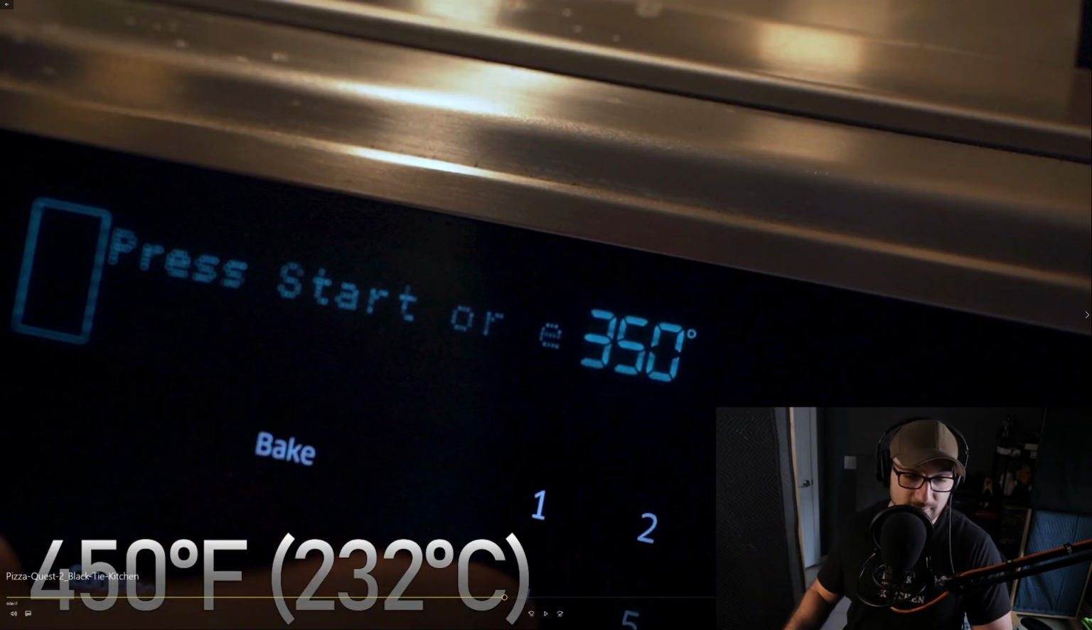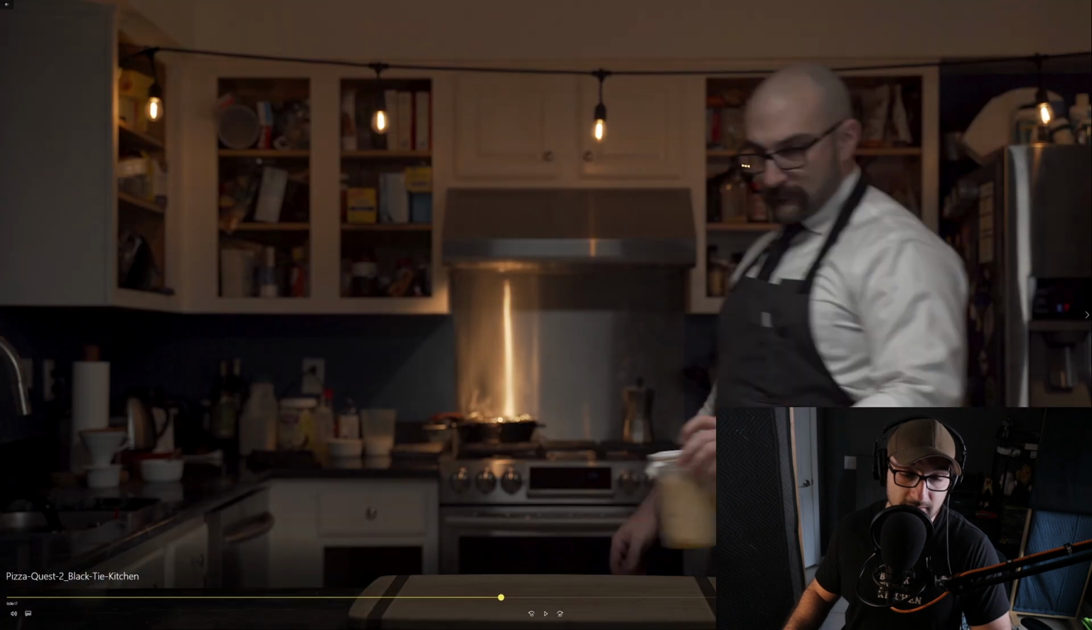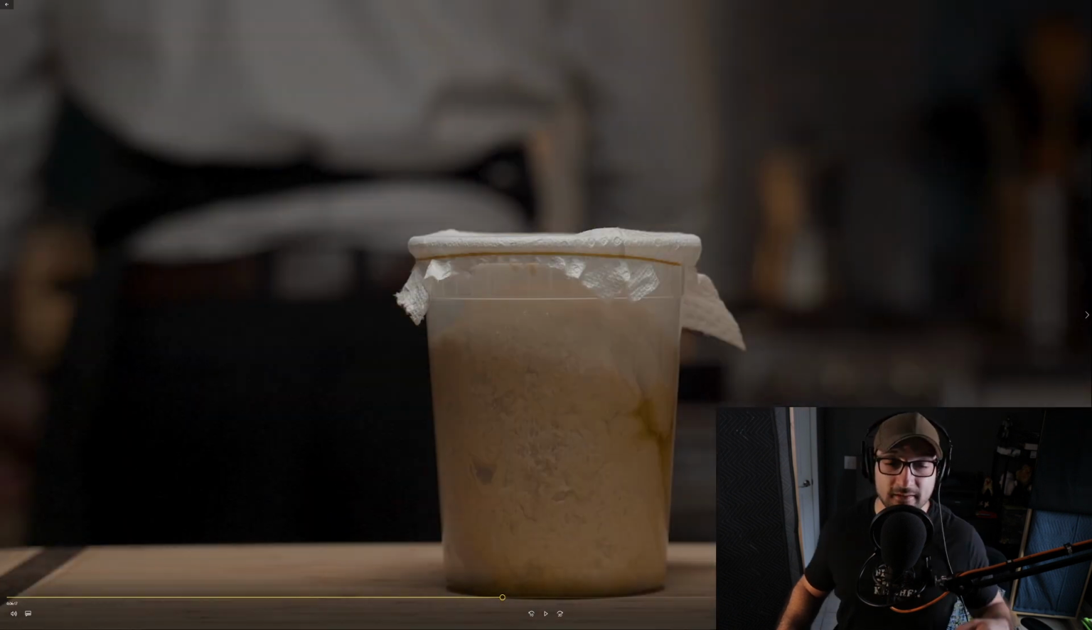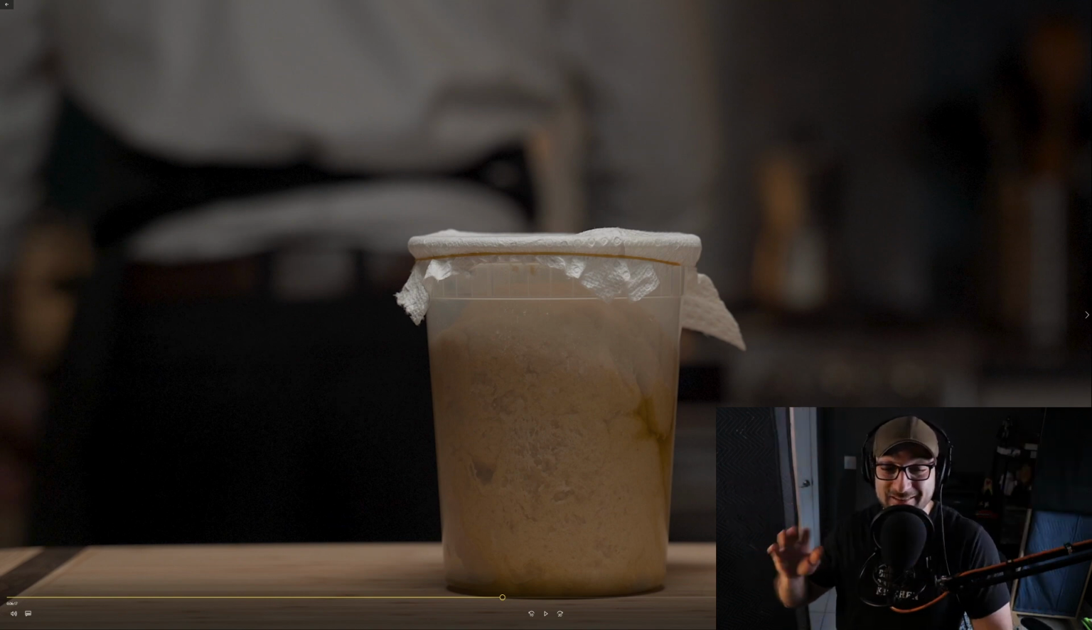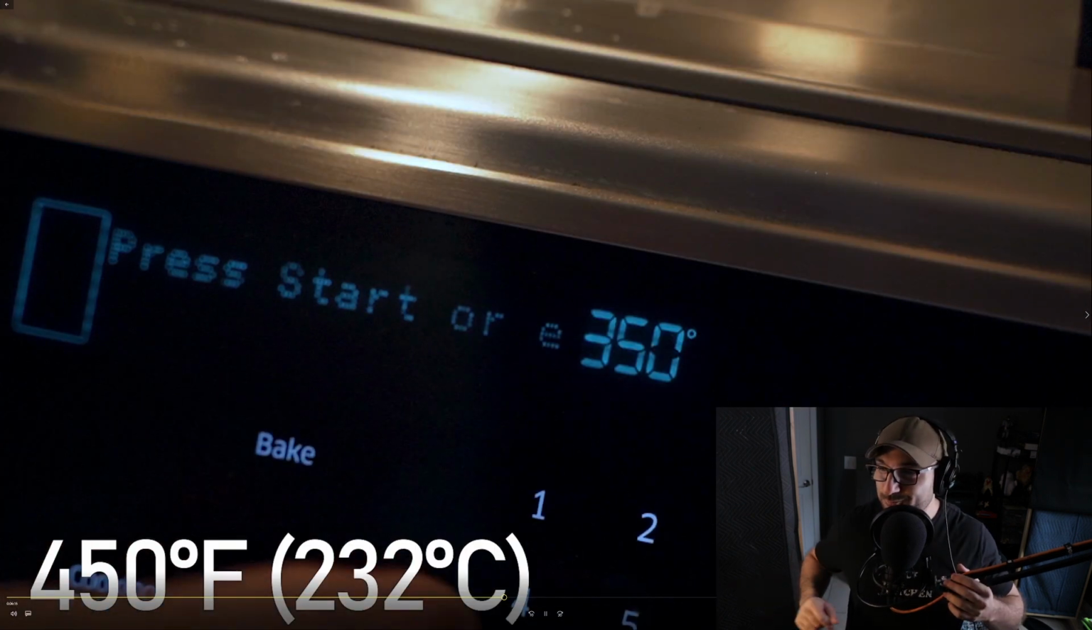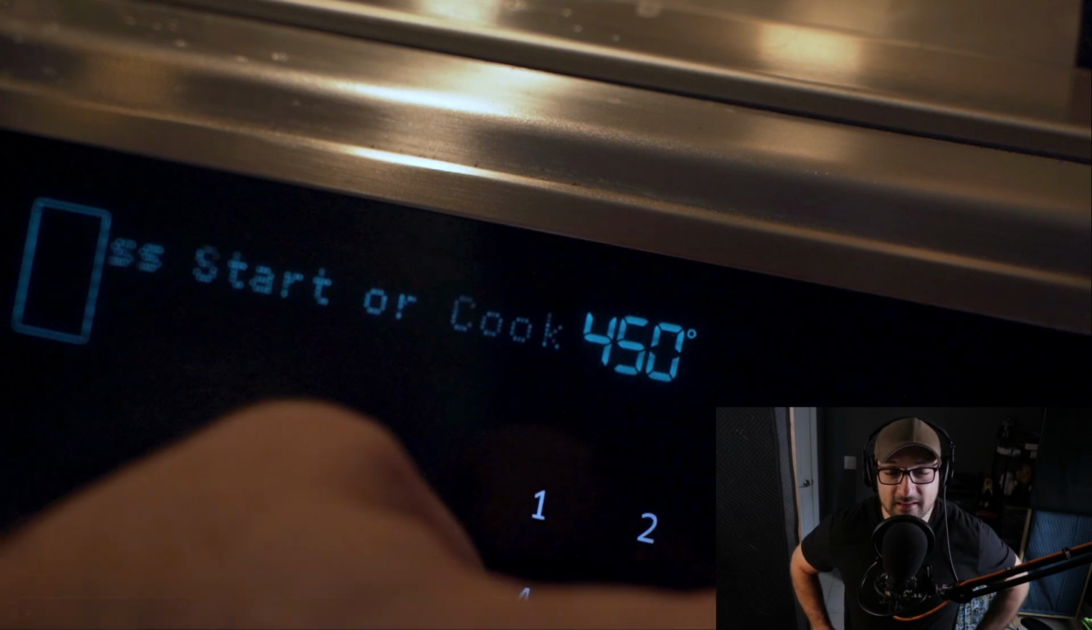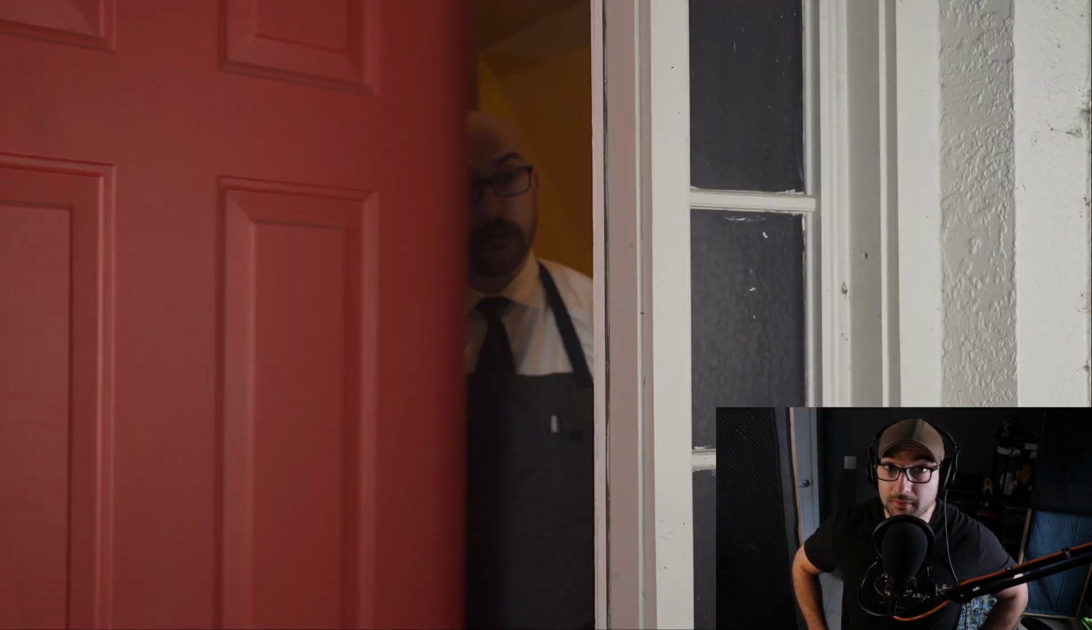Now this growth here is legitimate. The first time I proofed it in the garage and I went back to get it, it had actually blown out the container. I was so shocked. I was like, okay, I might be onto something. Like I said, a lot of people have part-baked the dough and it works really well. It gives a nice little crispiness.